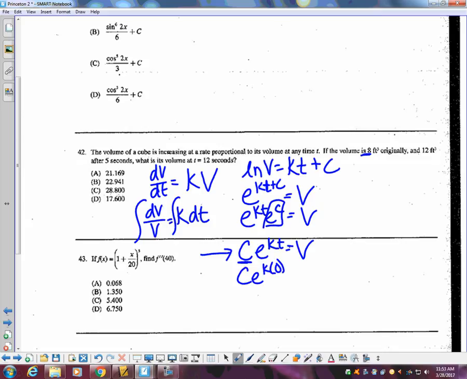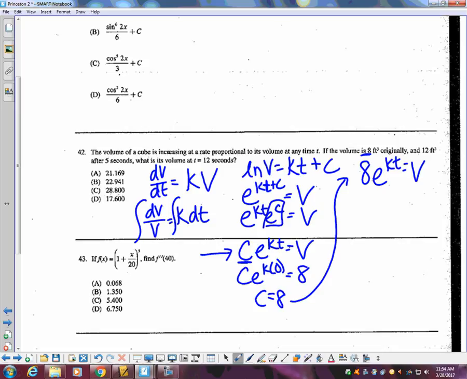Your t is 0 because you're at the original, and your volume is 8. Well, the 0 wipes out the k. It takes the e to the 0, makes it a 1, so C equals 8. So you can see that your C is 8. So now I can plug that in. Okay, so I've got my C. Now I need my k.